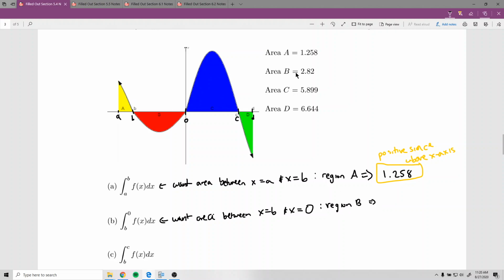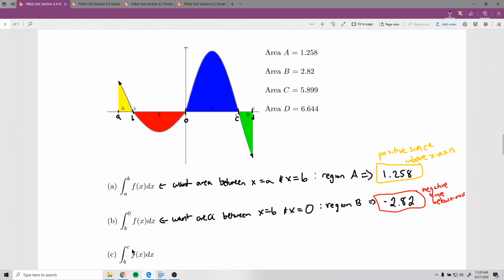And notice the area here of region B is 2.82, but because it's below the x-axis, it's actually negative. And so just kind of seeing how that works.